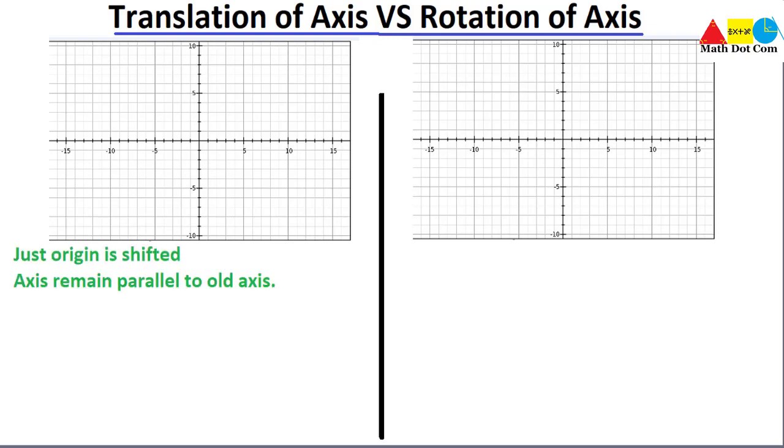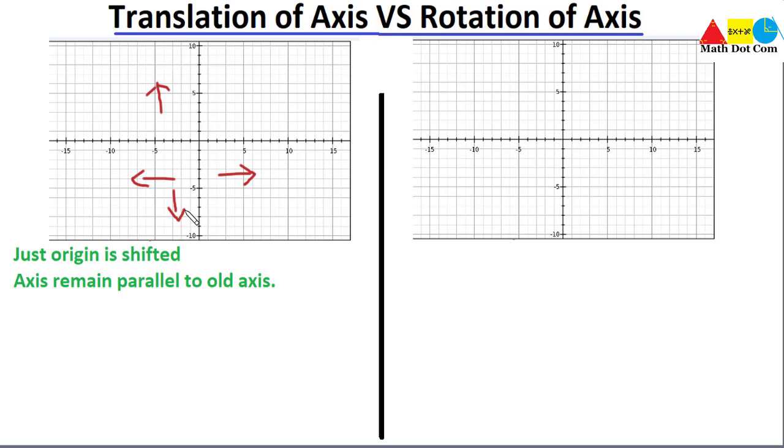So in translation of axis, just the origin is shifted, as I have written here: in translation of axis the origin is shifted and the axes remain parallel to the old axes. Now these are just the statements. Now let's see how we can do it on the graph. So in translation of axis, the origin can move to the right or left, or in the upward direction or in the downward direction. This is called the translation of axis, in which the origin will be shifted in one of the four directions.